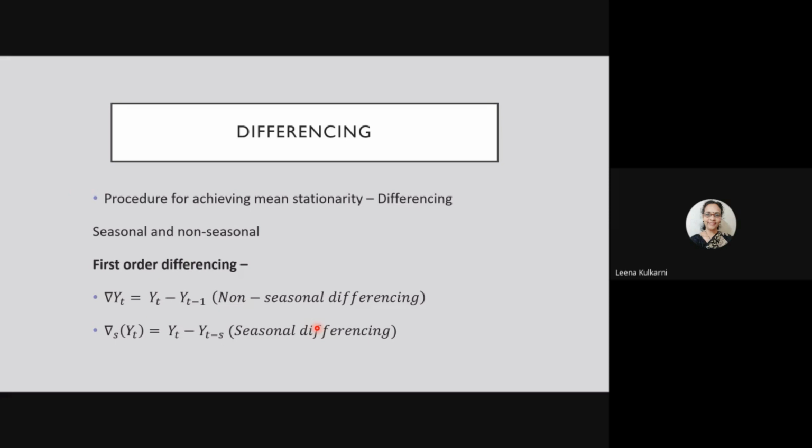So for any given data set, we have already seen different data sets previously, and all these data sets are not always stationary. So you need to make the data stationary. For making the data mean stationary, what you need is differencing. Now, differencing, as the name suggests, is the differencing of two values. So it is the current value minus the past value. And since it is the differencing between two consecutive values, it is called the non-seasonal differencing.